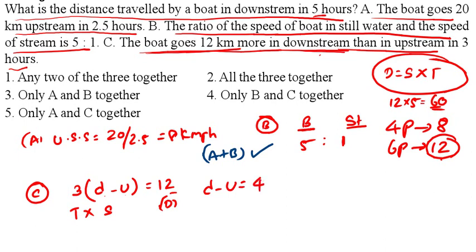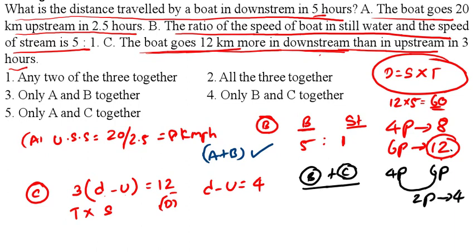Now, by using B plus C. What is B plus C? In B, the downstream speed is 12. What are we going to get by using B plus C? In B, upstream speed is 4 parts, downstream speed is 6 parts. What is the difference? 2 parts. So 2 parts equal 4.